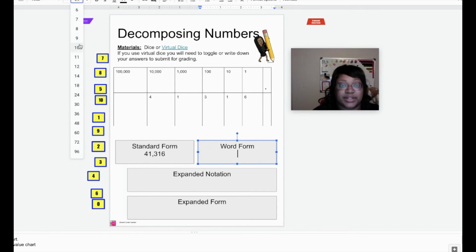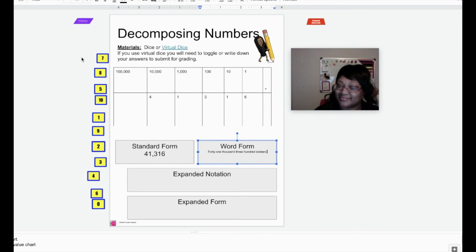So now what I just said, I'm going to type here. I probably am going to need to make it a little smaller. All right, so here we go. What did I say? What number is that? I said 41,316. Wasn't that easy? Once you know how to say it, you can always write it. Excellent. All right, let's do expanded notation.